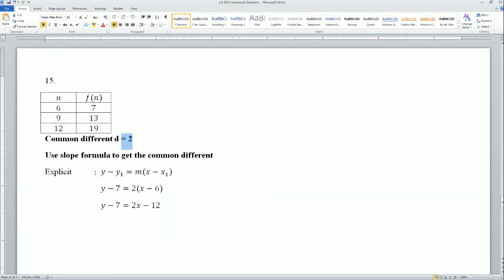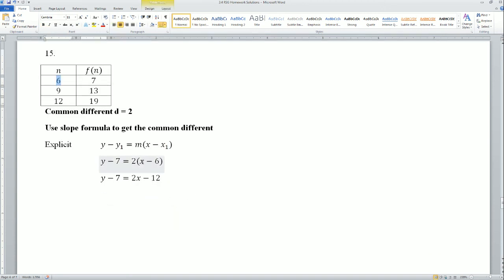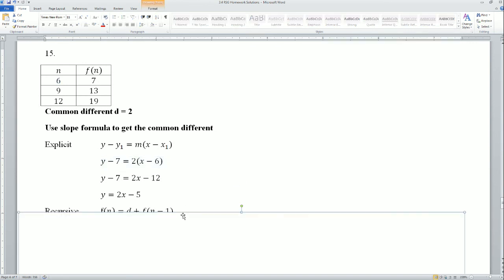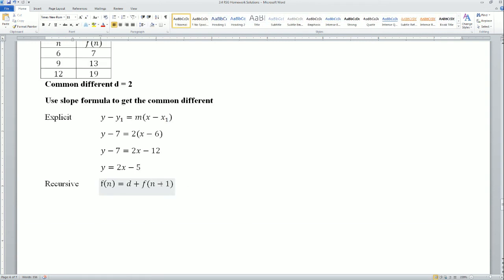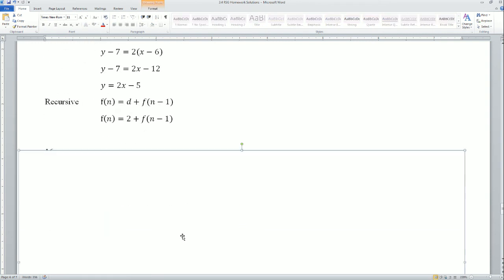I use the point slope here. Y minus y1 equals m parentheses x minus x1. How did I get y1? Y1 comes from here. X1 comes from here. Plug it in, do some algebra, distribute that 2 to both terms, right? Add 7 to both sides, you get y equals mx plus b. That's how it looks. Okay, here's the recursive if you would like to see it.